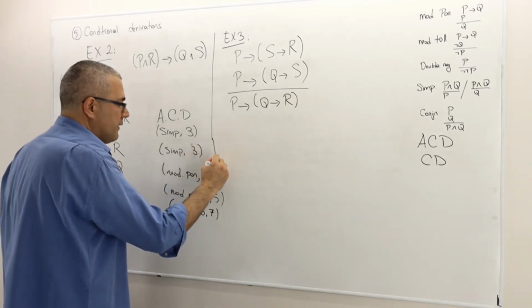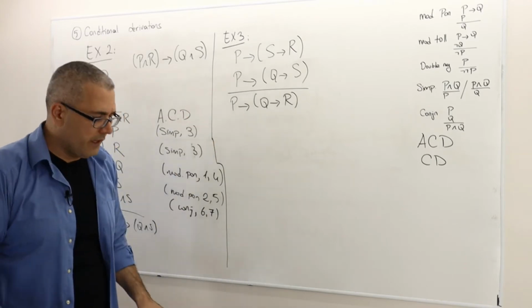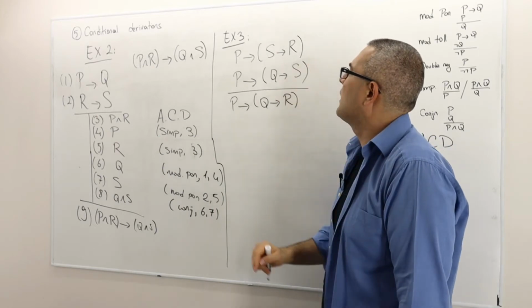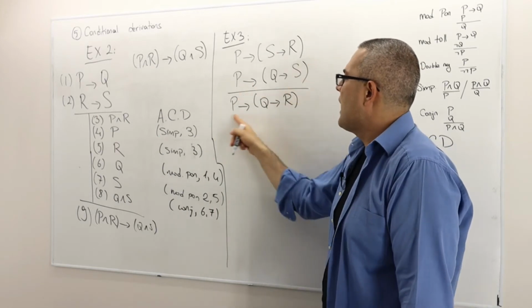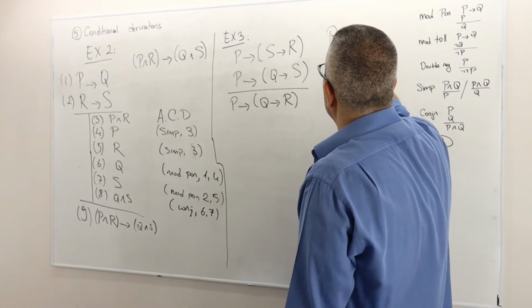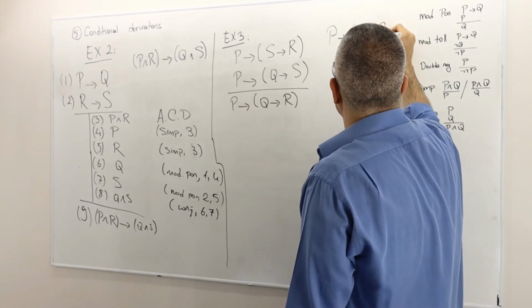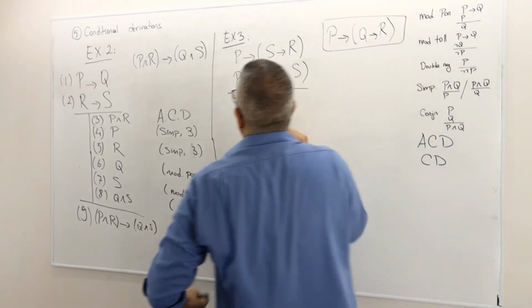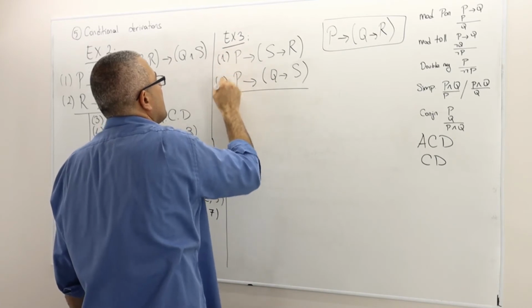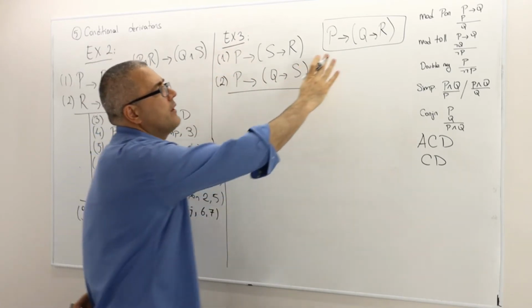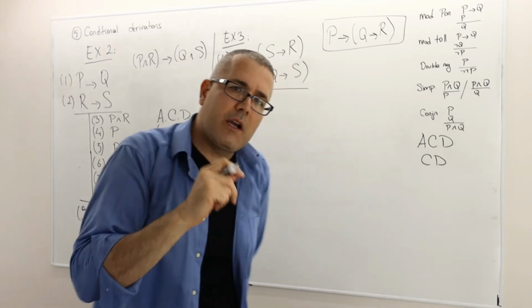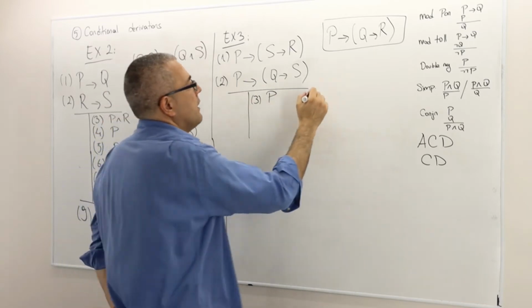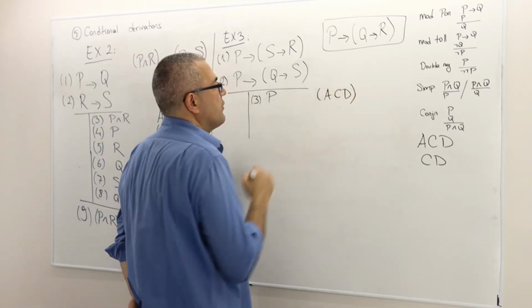All right, what about the next example, example 3? So I have, again, two premises. P implies (S implies R), P implies (Q implies S), and this is the conclusion. So let's note the conclusion somewhere here once again. All right, this is what I want to prove. So I'm going to start by noting the line numbers. And because this is a conditional derivation, I'm going to start by assuming P. So in line 3, I assume P is true. This is assumption for conditional derivation.